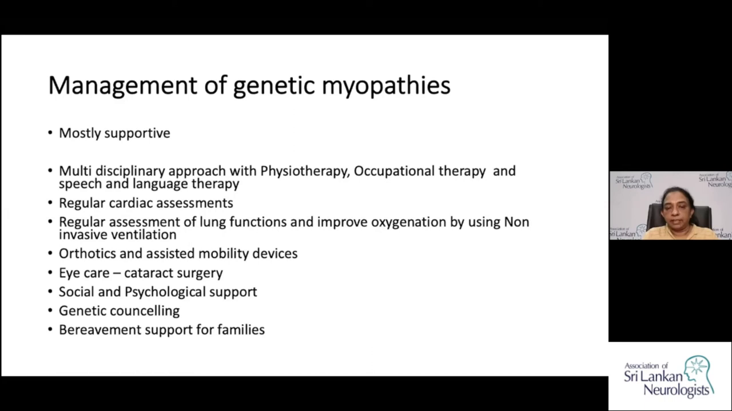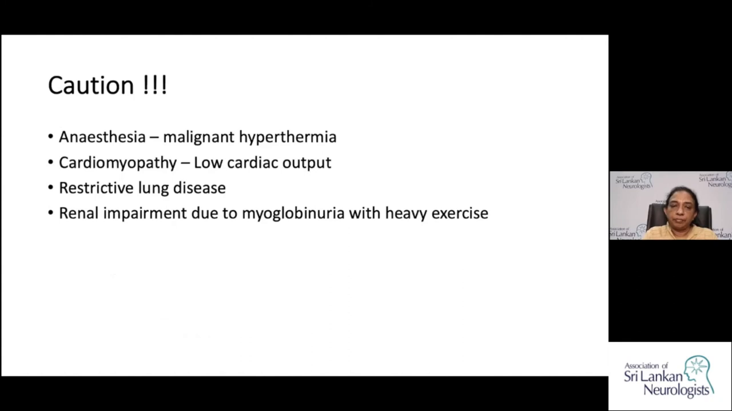And then the orthotics and assisted mobility devices, like wheelchairs or maybe walkers. And especially with myotonic dystrophy, they may have cataracts, so eye care is very important. And of course, you need social and psychological support for these patients, because we know they live, but their quality of life may be impaired due to these problems that they are facing. And of course, good genetic counseling once we know what exactly the genetic mutation is, so that we can counsel the families, and not forgetting the bereavement support for their families once the patient has died, to counsel them in that aspect. And we have to deal with caution in anesthesia, especially with malignant hyperthermia.